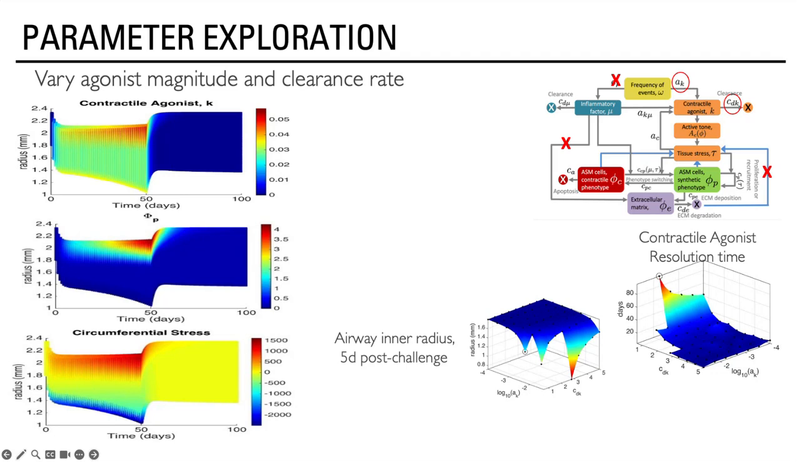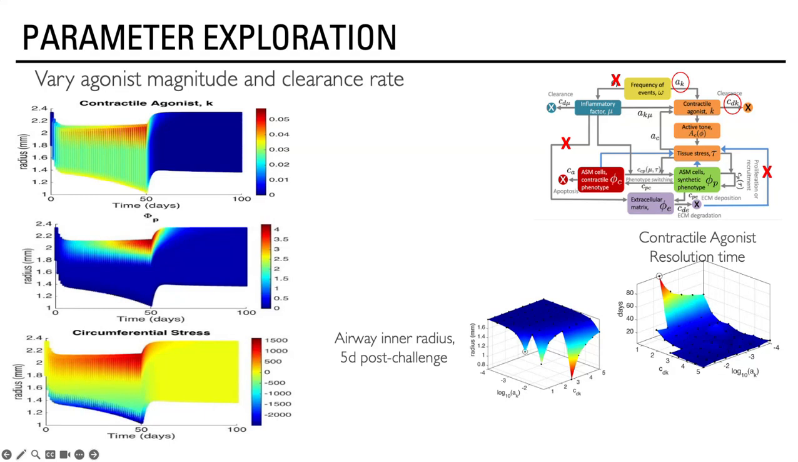to the actual airway. So along here, I'm plotting time, and the thickness of these things reflects the thickness of the airway itself. And we can look at different things. So for example, here on the top, I'm plotting the contractile agonist. Here I'm plotting the proliferative phenotype. And here I'm plotting the circumferential stress, and you can see how that varies across the airway wall.